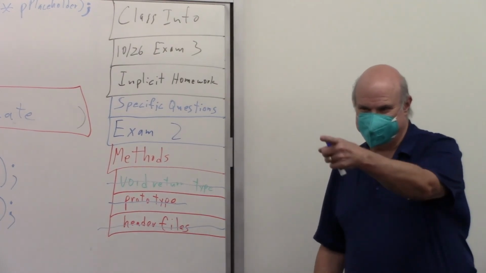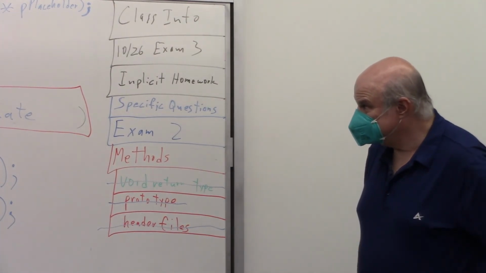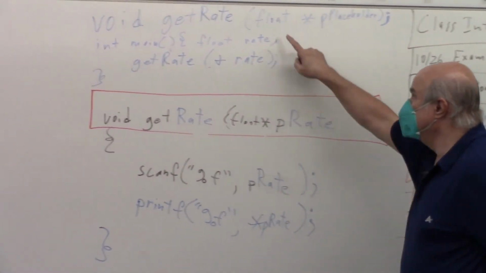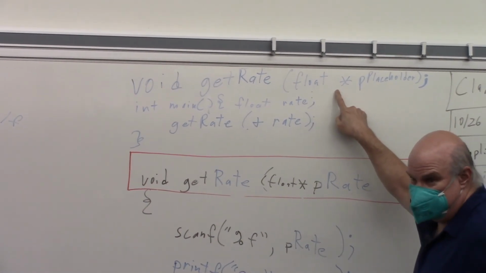Questions? Why do we need the float placeholder? Is it still Kyle's value? I'm sorry, why is this a float? Why do we need that?